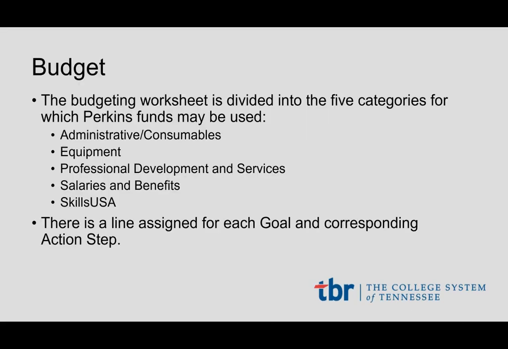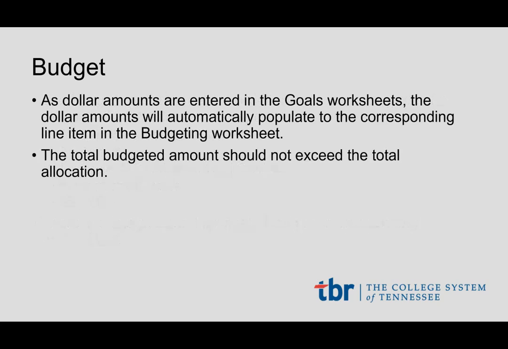Budget. The budgeting worksheet is divided into the 5 categories for which Perkins funds may be used: administrative, equipment, professional development, salaries, and Skills USA. There is a line assigned for each goal and corresponding action step. As dollar amounts are entered into the goals worksheets, the dollar amounts will automatically populate to the corresponding line item in the budgeting worksheet. The total budgeted amount should not exceed the total allocation.